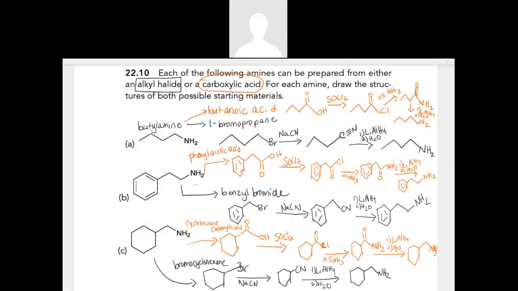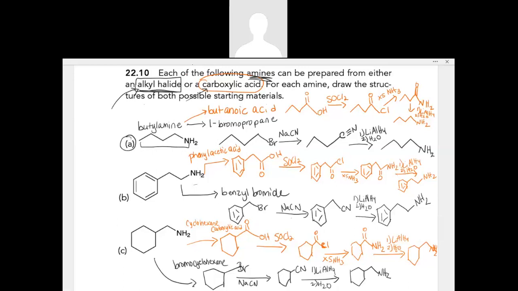For problem 10 from chapter 22, we are given our product that we are trying to synthesize, these following amines, A through C, and we're told to either start with a corresponding alkyl halide for that amine or a carboxylic acid. So what I've done below is we'll start with, say, compound A here, butylamine, and then we would consider two different pathways here.